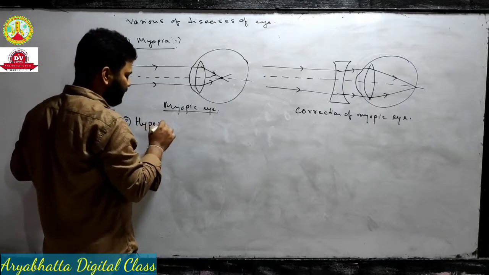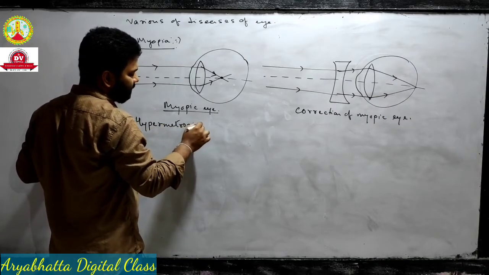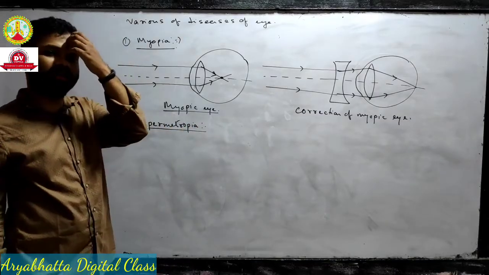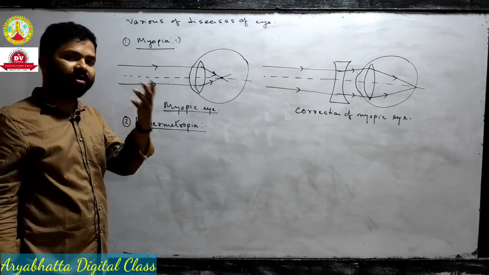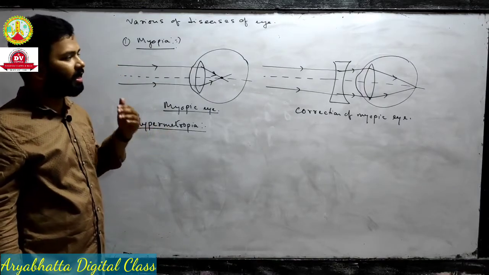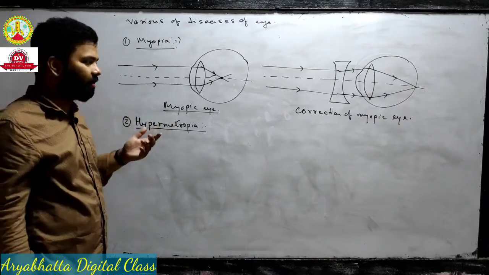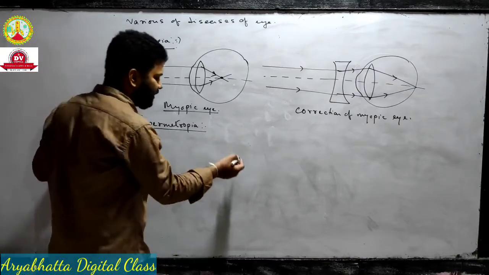So the next one is hypermetropia. Hypermetropia means a person can see the distant object clearly but cannot see the nearby object clearly. If a person is suffering from hypermetropia, he has to use the convex lens. Now, the first thing is what happens when a person is suffering from hypermetropia. Let us try to find it out.